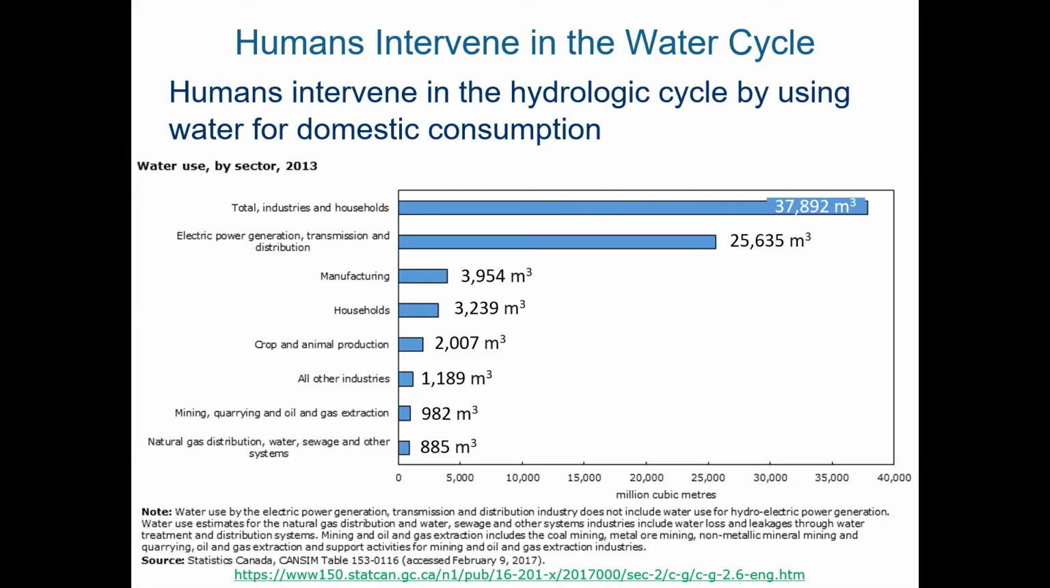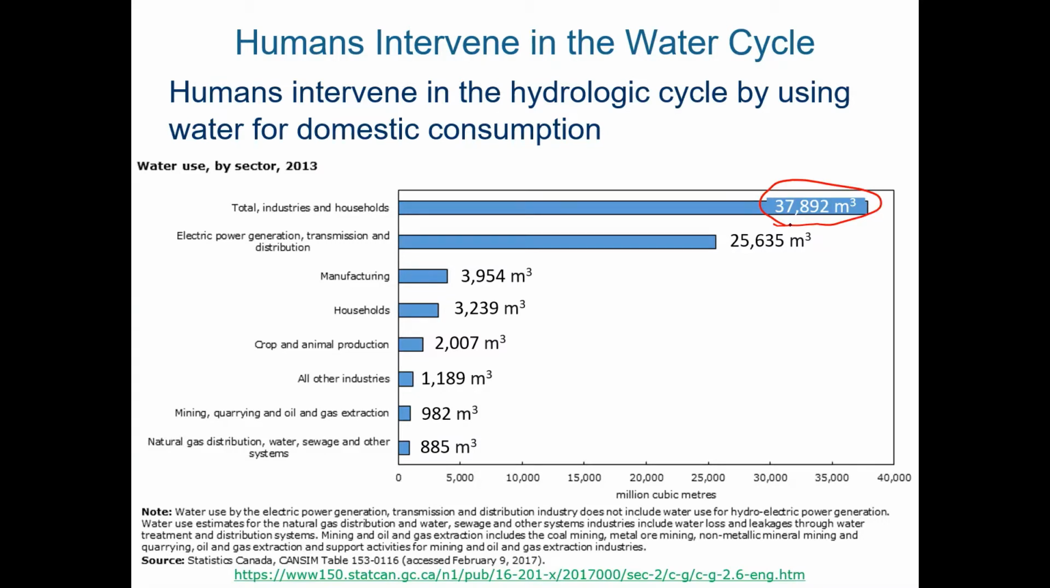So I think I'm just looking at these numbers here. This is millions of cubic meters, okay? This is the total amount of water used. So let me circle that here. Total amount of water used by Canadians. That's 37,892 million cubic meters. So that's basically 38 billion cubic meters.